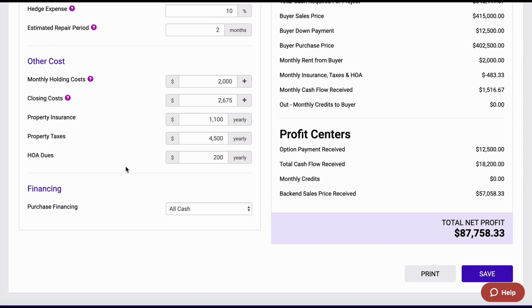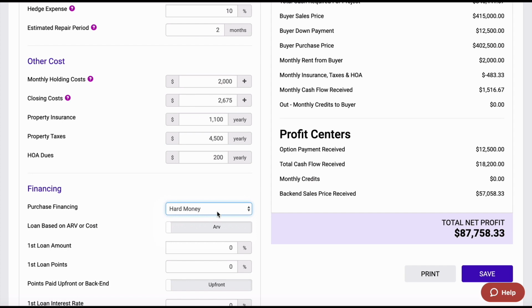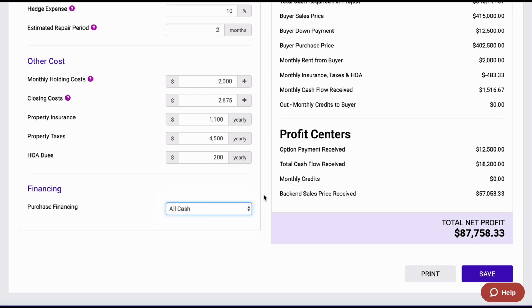Property insurance, put 1,100. Property taxes, 4,500. HOA dues at 200. Now, how are you purchasing this property? In this example, I'm going to just do an all cash. So if I had the cash to buy this property, I could. Now, we do have other ways to purchase this and finance it. Hard money, private money, which is one of my favorites, or just going into the typical bank and getting a fixed arm. Now, as you select these, you're going to see these boxes open, and then you can fill out the financing side of it appropriately.